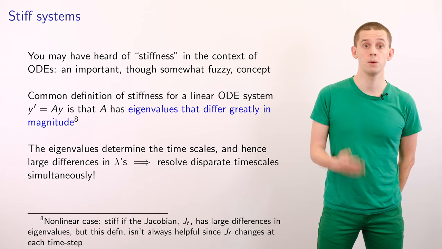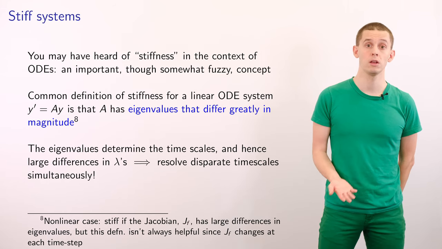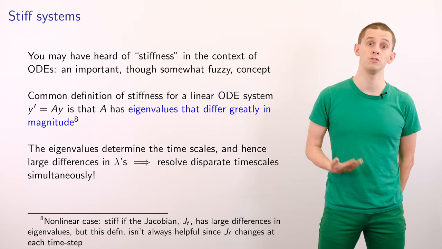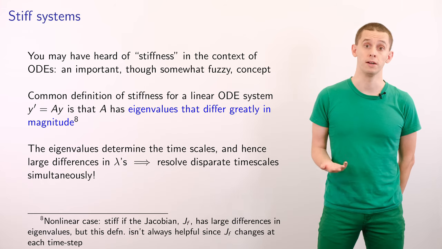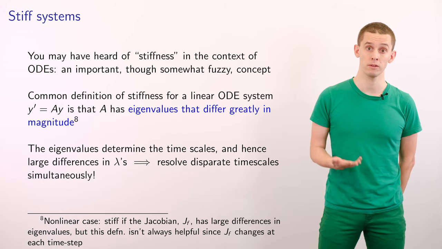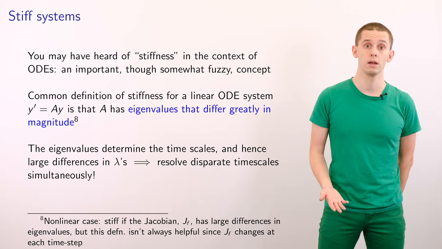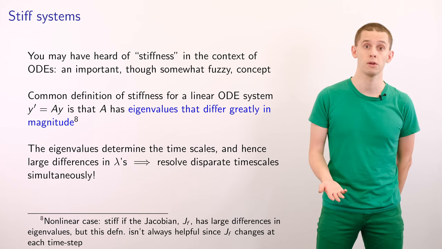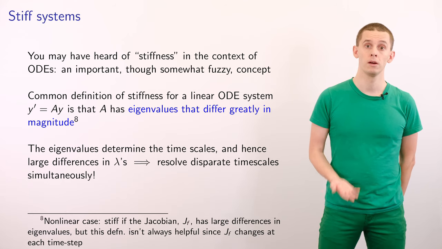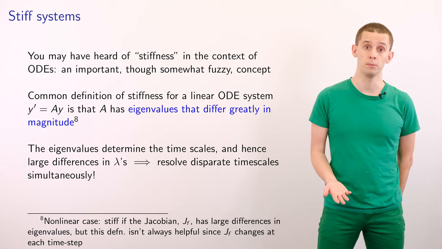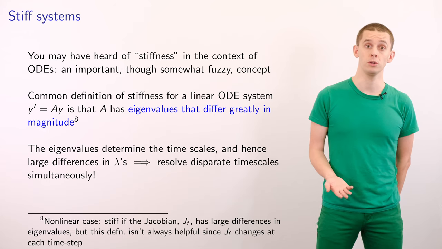I'm Chris Rycroft, and in this video, we're going to talk about stiffness in the context of numerically solving ordinary differential equations. You may have heard of stiffness in the context of ODEs, which is an important concept, even though it doesn't in general have a precise mathematical definition. However, one situation where we can define stiffness is for linear ODE systems of the form y prime equals A y. And here, we can say the ODE is stiff if our matrix A has eigenvalues that differ greatly in magnitude. This idea can also be extended to nonlinear problems by looking at the Jacobian of our ODE system.